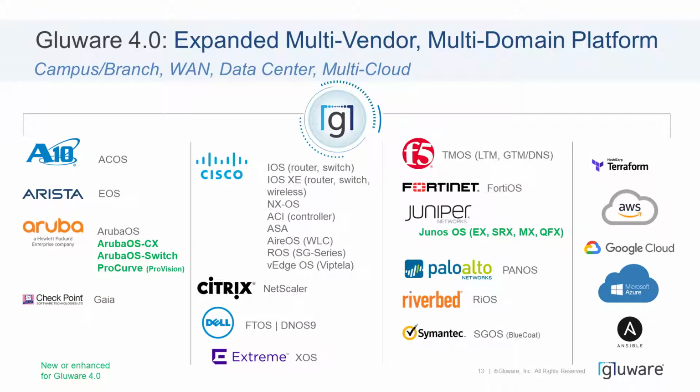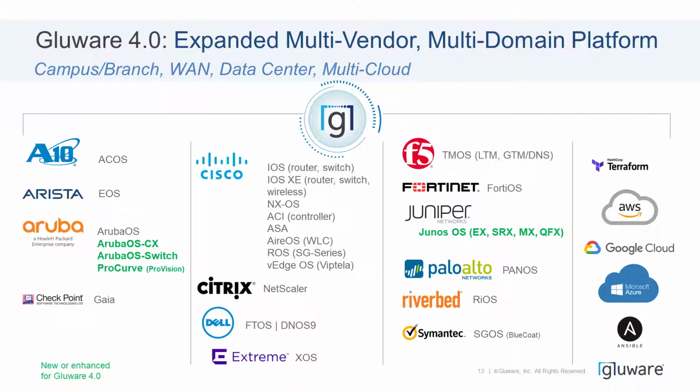So this slide kind of shows you the big picture about what vendors and platforms Gluware can work with when we talk about automating multi-vendor and multi-domain networks. You can hear from several of our success stories recently. With Acuity Insurance, it was automating the data center. With First Bank, it was automating campus and branch. And there's many others we're looking forward to sharing with you.